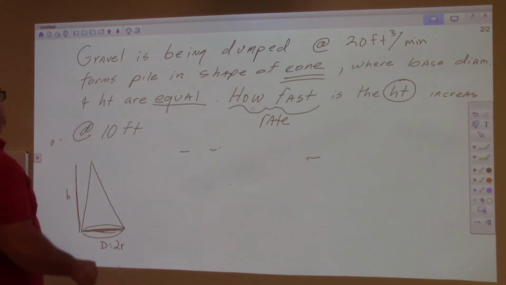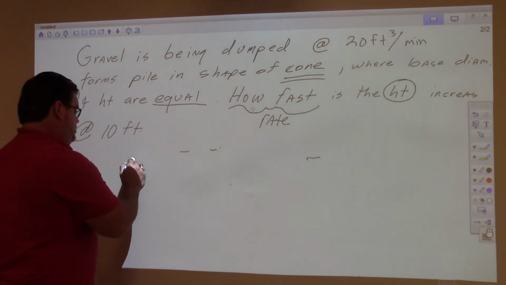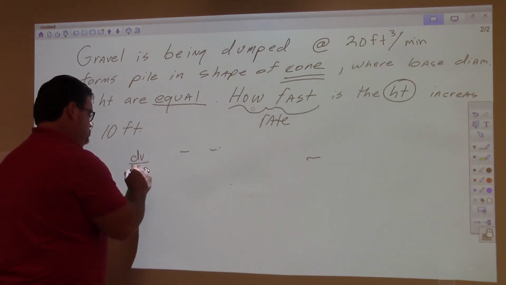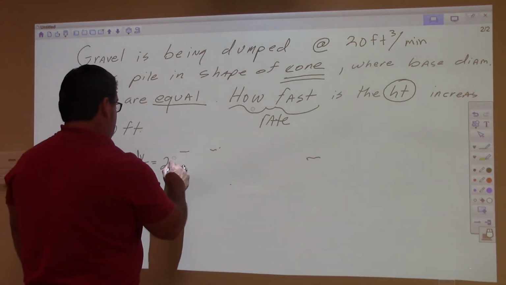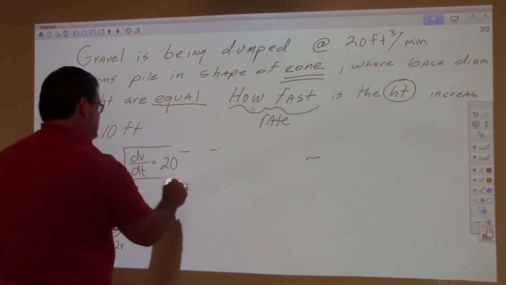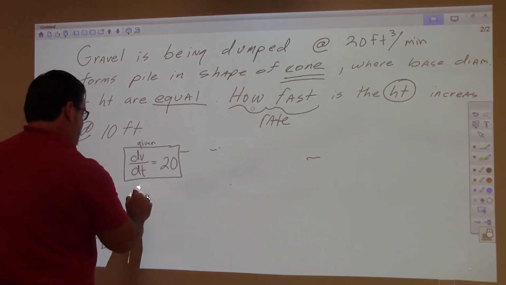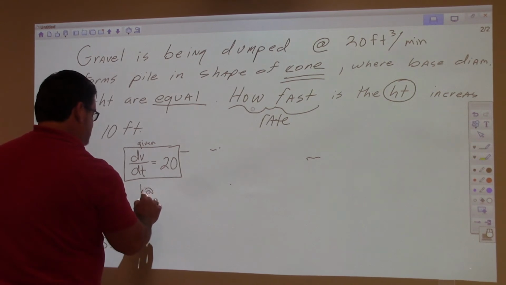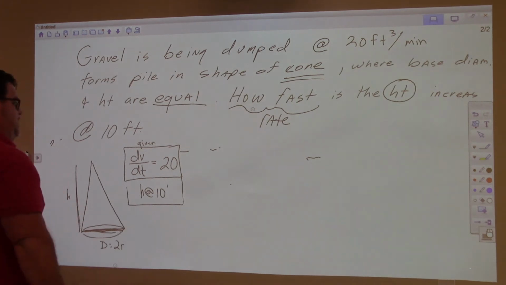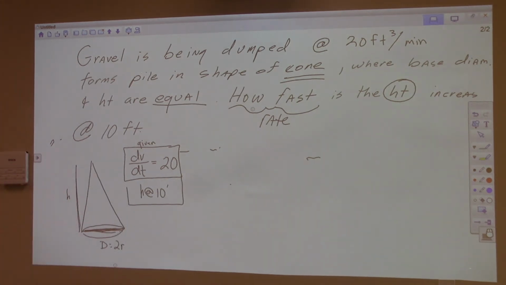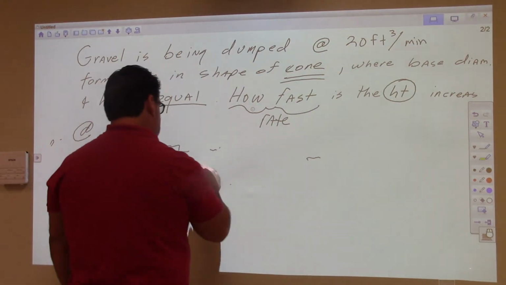We know that we're given dV/dt, right? Yeah. So dV/dt is equal to 20, blah, blah, blah. So we've got that. That's given. And we know that we're given the height at 10 feet. So we know we got h. And we're looking for dH/dt.